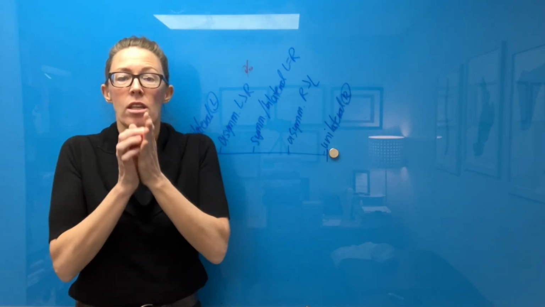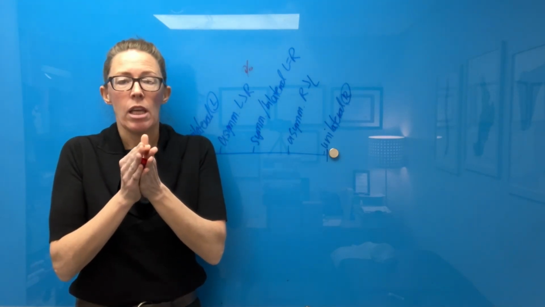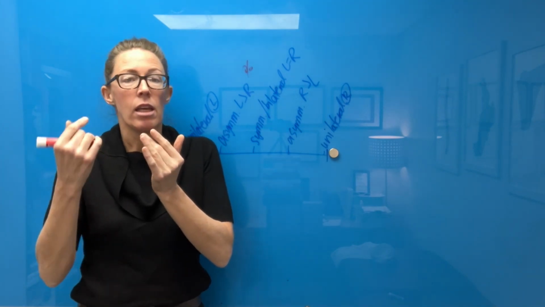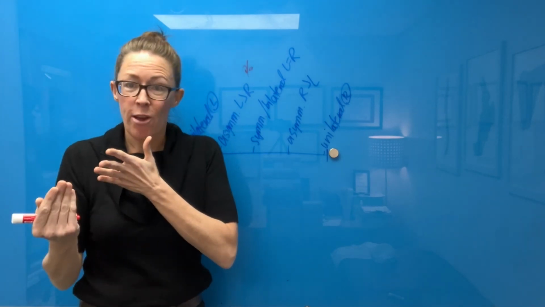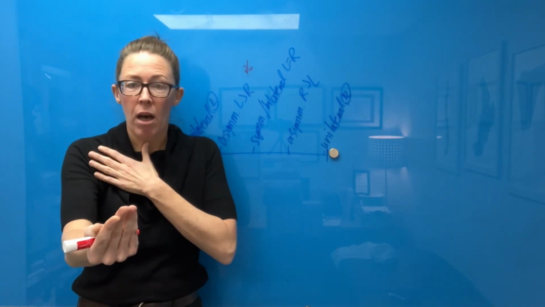Is the lesion in the center of the spine? Is it on the right side of the spine? Is it the right posterior lateral quadrant, the right anterior lateral quadrant, or the anterior part of the spine?